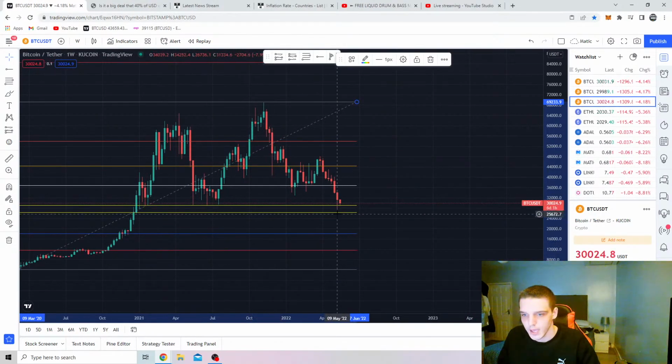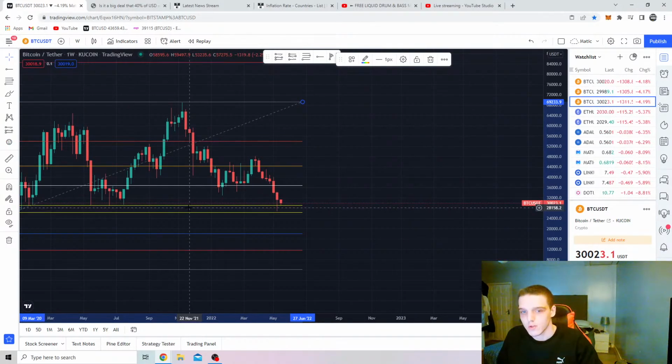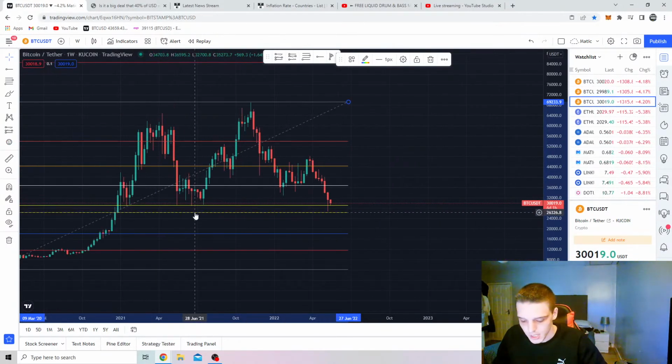So as you can see here, a wick down, but the close was still above that golden pocket. And now, where are we? As you can see right here, the golden pocket, it's coming back down as support. So this is a very good sign that this level is a very respectable level.